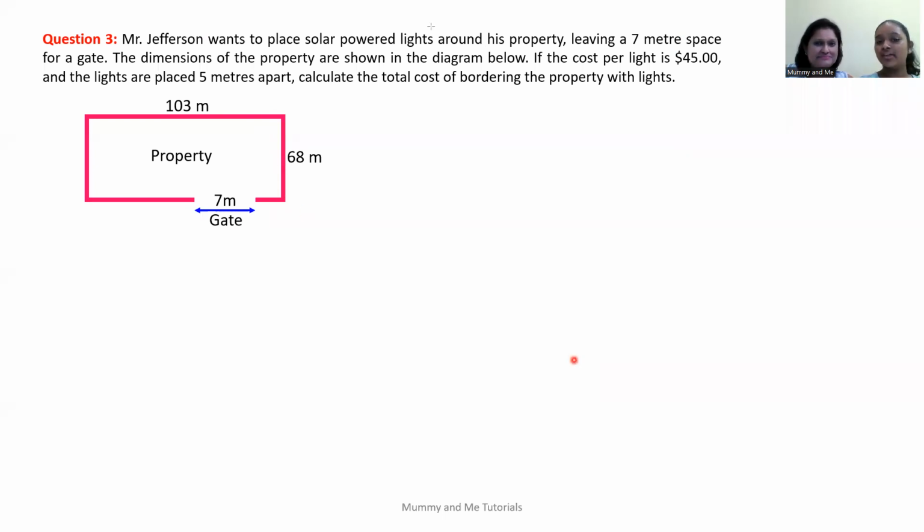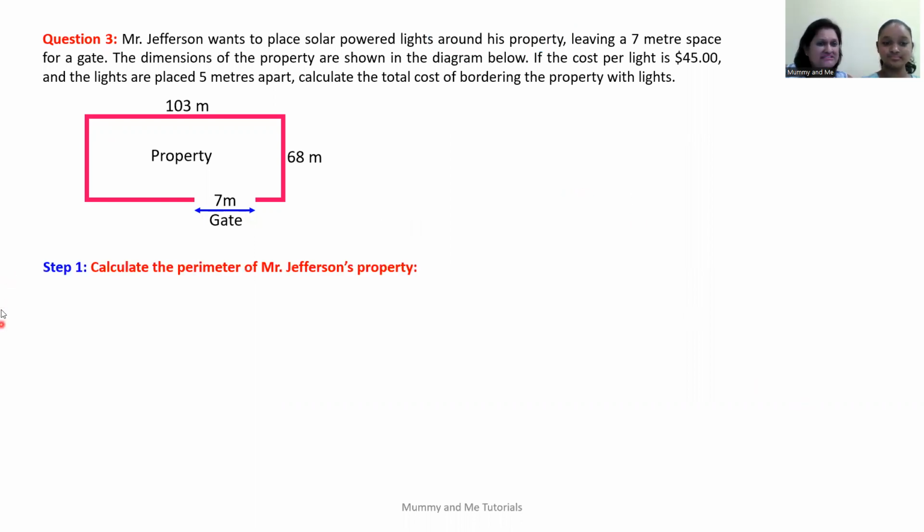Well, I think that the question is asking us to find the perimeter because the words "around his property" help us to analyze this. Okay. So we need to calculate the perimeter because calculating perimeter means that we find the total distance around. Okay. Can we calculate the perimeter?